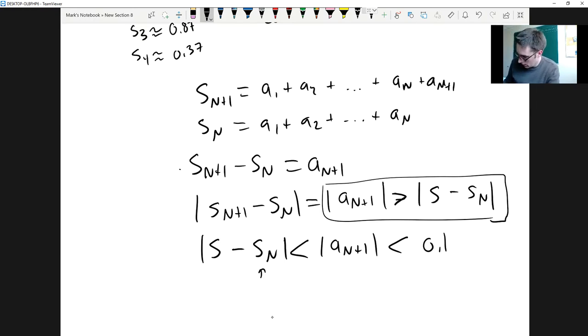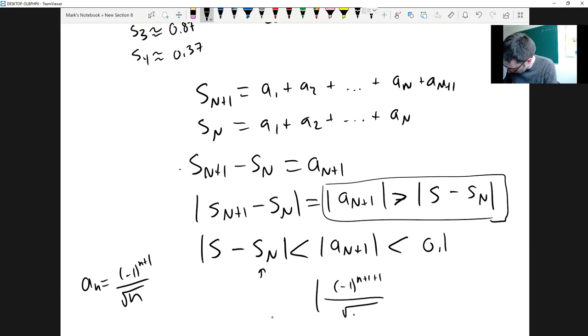Okay? So let's see if we can apply that to answer the question. How far do we need to go? Remember, we're interested in the series where an was equal to -1 to the n plus 1 all over root n. So we want that to have an absolute value that's less than 0.1. And in this case, we're interested in an plus 1. So that would be -1 to the n plus 1 plus 1 all over root n plus 1.